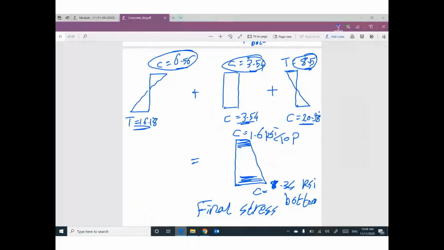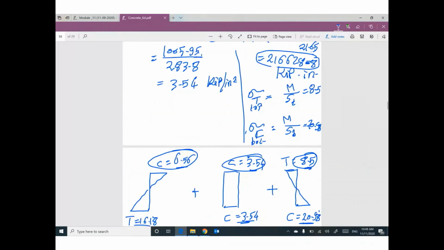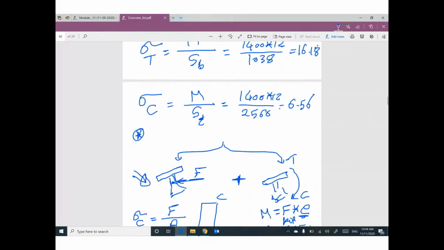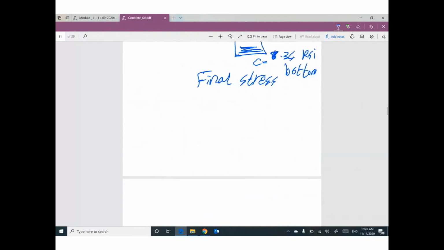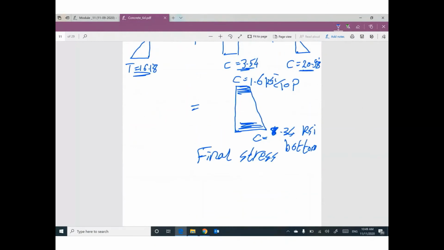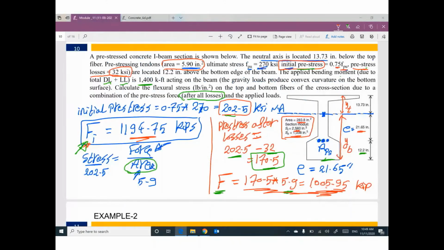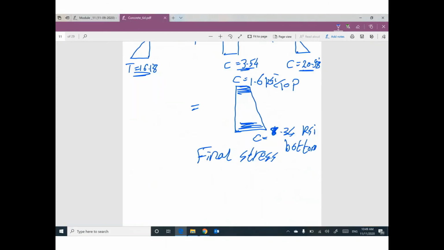Any question? Do you think these stresses are safe or not safe? Actually, he didn't ask for the safety because f prime c is not given. So skip this step right now for this problem. We need only to figure out the stresses at the top and the bottom, the final stress.